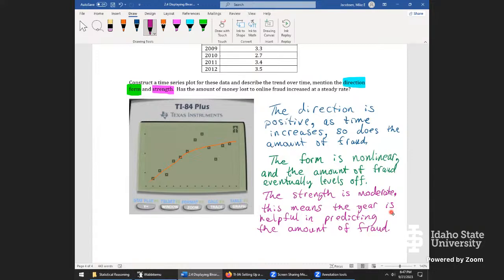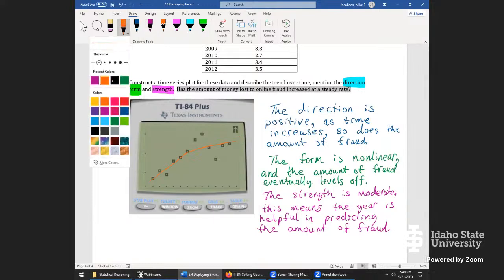So it looks like we just about did it, folks. This question had a lot going on with it. The last thing they're asking is, has the amount of money lost to online fraud increased at a steady rate? Well, we kind of answered that, right? We answered it right here. The form is nonlinear, and so it leveled off right here. It's not increasing at a steady rate. So let's answer that last portion.